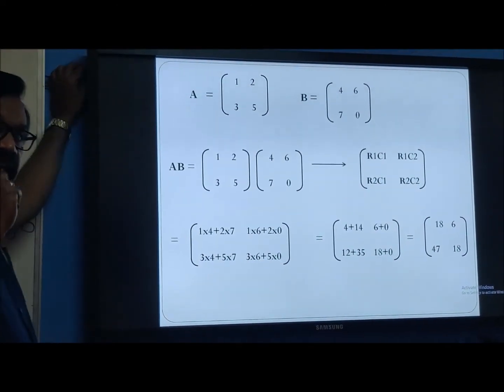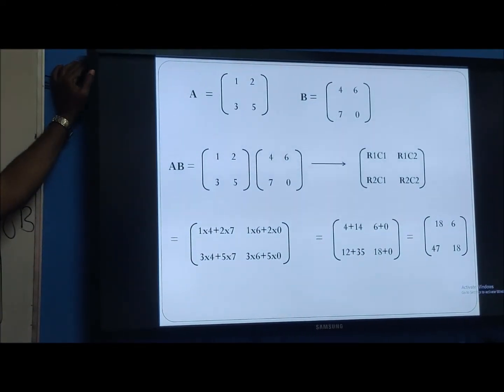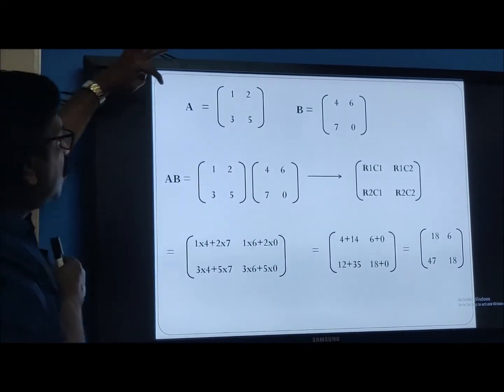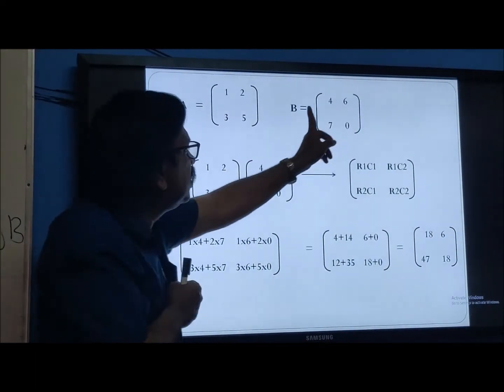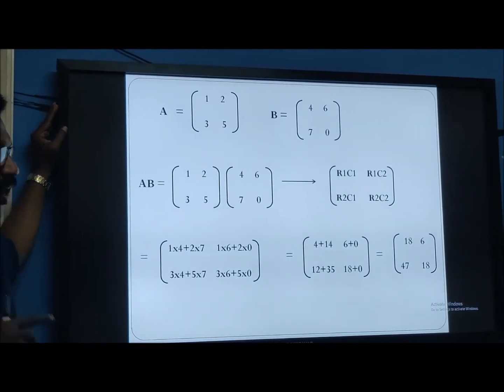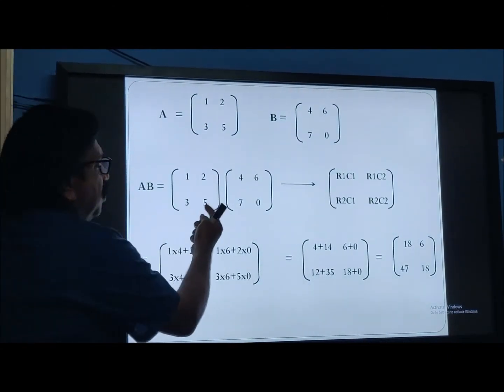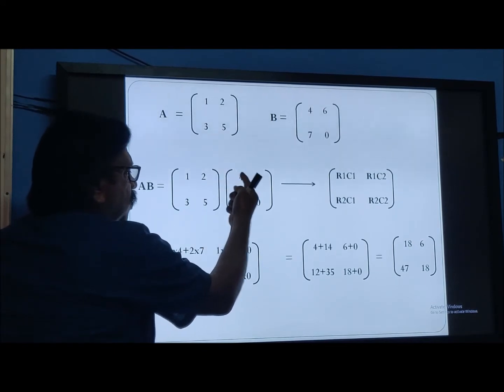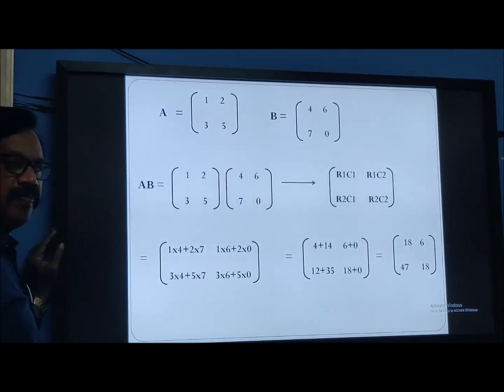First we see the condition. Is the condition okay here? What is the condition? The number of columns of the first one is equal to the number of rows of the second, both are 2. Therefore we can multiply. Now how will we multiply? A into B. First row, first column.